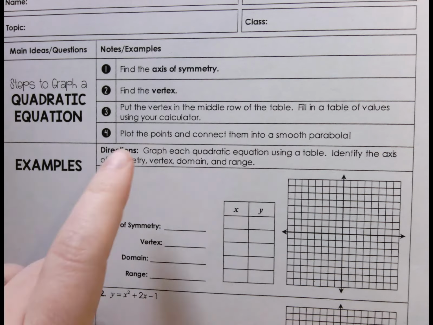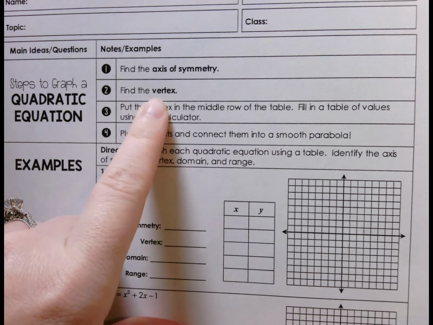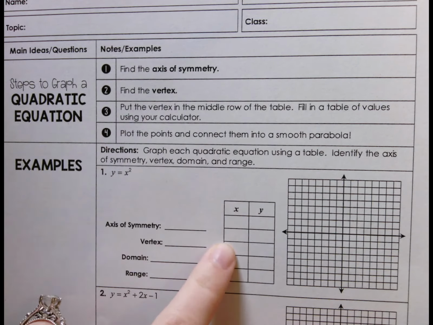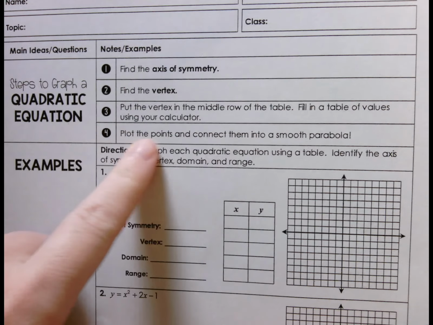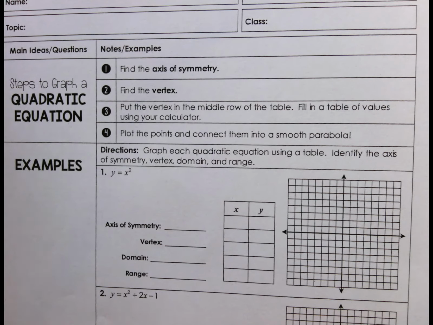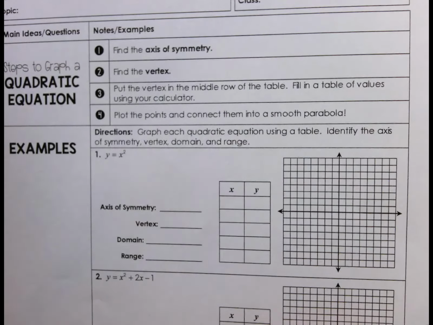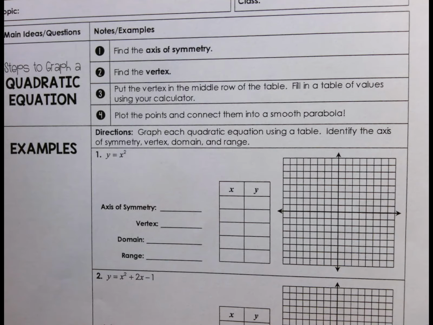So just to do that, I'm going to show you a few simple steps. First step is going to be to find that axis of symmetry just like we did. Then you're going to find the vertex, and then you're going to put the vertex in the middle row of a table, fill in the values using your calculator, and then you're going to plot the points and connect them into a smooth parabola. So pretty simple. I'm only going to do a couple examples of this because you have your calculator and you'll probably use it most often, but I just wanted you to be able to see how to do it by hand.